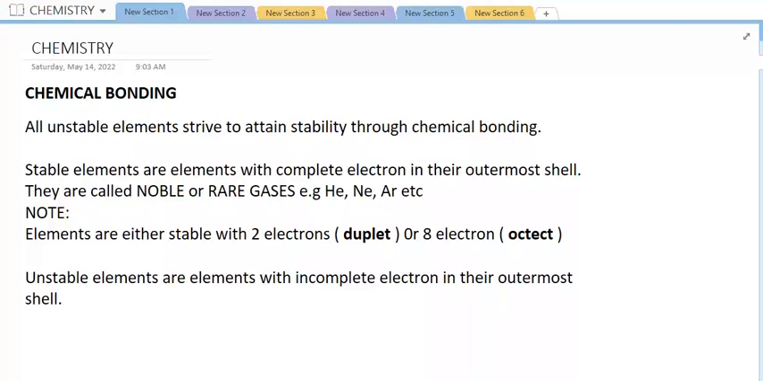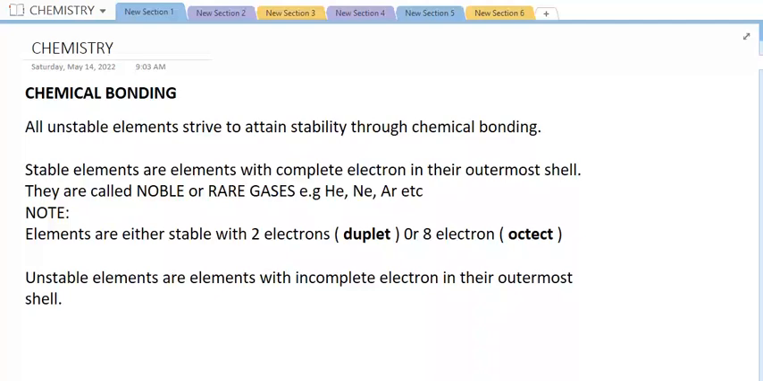Now the question is, what are unstable elements and what are stable elements? Stable elements are elements with complete electrons in their outermost shell. So any element that has complete electrons in its outermost shell is said to be a stable element. Stable elements are called noble gases or rare gases. It's either you call them a noble gas or you call them a rare gas.